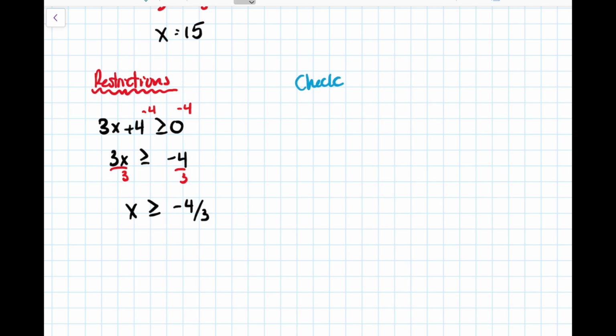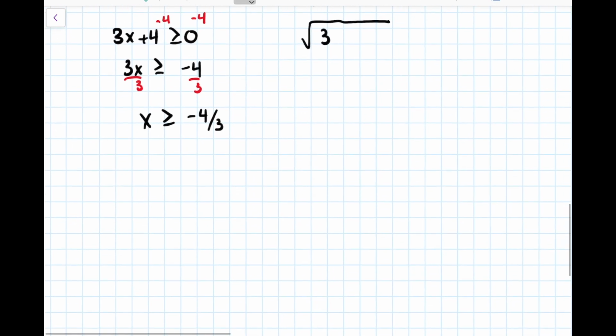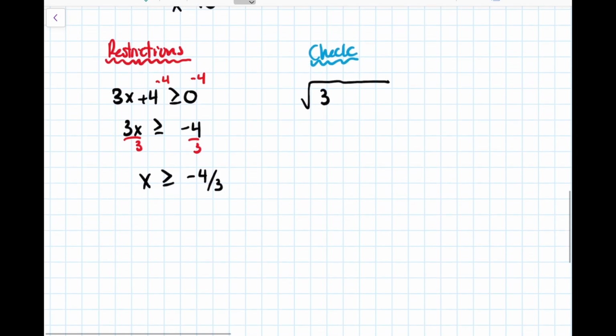Then we need to check our solution. So we're going to go back to our equation, and we're going to plug 15 in for x. And we're just going to check. One key thing to note here, a place a lot of people tend to go wrong. You are not solving this. You are not doing opposite operations. You're not going to try to get rid of this root. You're not going to square both sides.